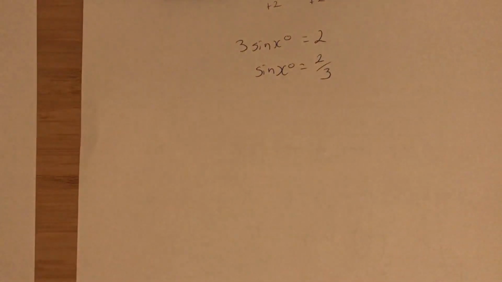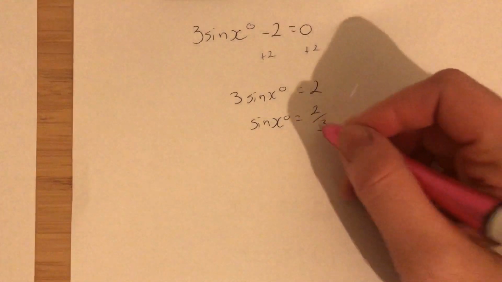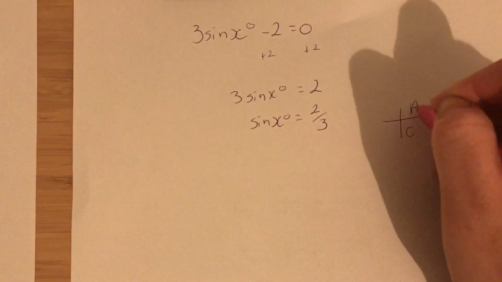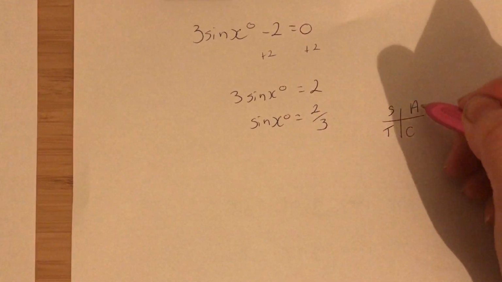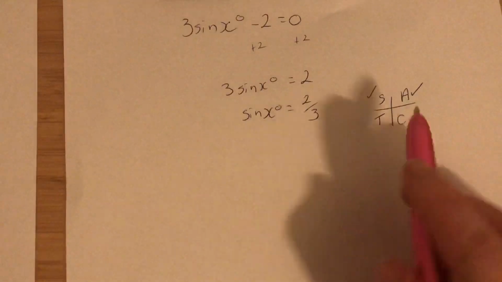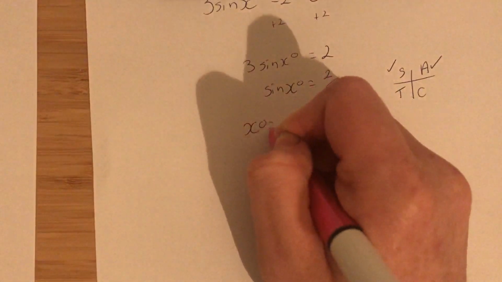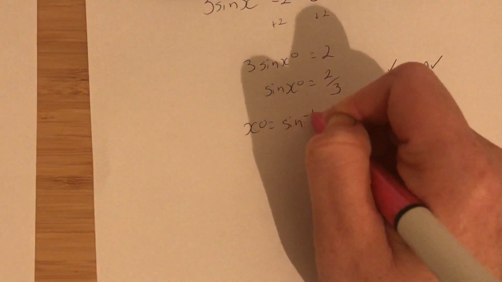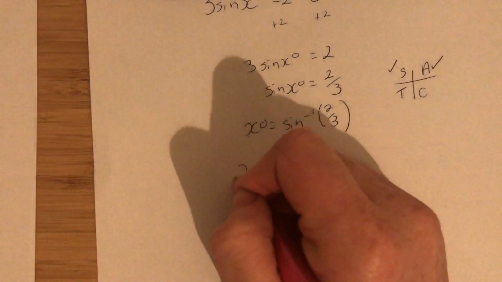Sin x equals 2/3. Okay, we've got to the point where we have sin x equals a number, so we're going to draw our CAST diagram. Sin x is positive, so that means it's going to be in the one where all is positive and where sine is positive. So these are the two places where our solutions are going to lie. So first thing we do is find our calculator solution by doing inverse sine 2/3.